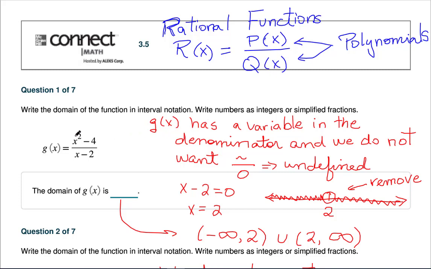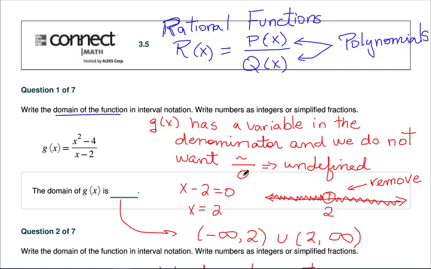So you can see here I've got the polynomial on the top, which is x squared, and I've got a linear on the bottom, which is x minus 2. So in question 1, we're looking for the domain of this particular function. What I notice about it is it has a variable in the denominator, and I don't want that denominator to be 0.